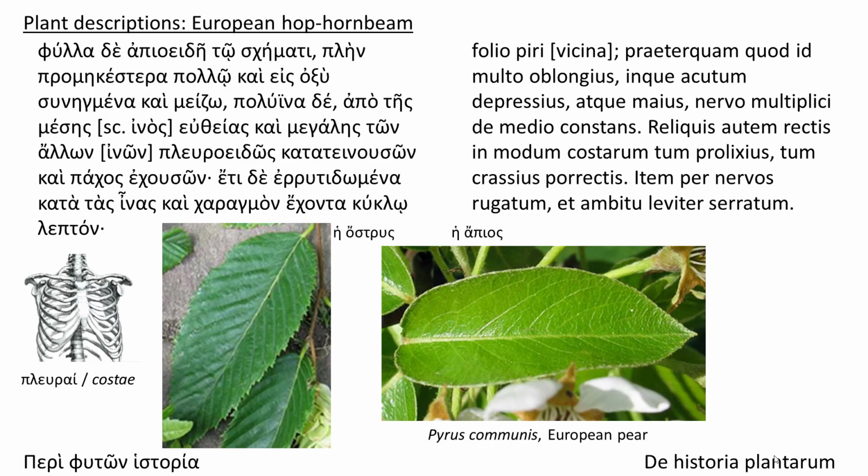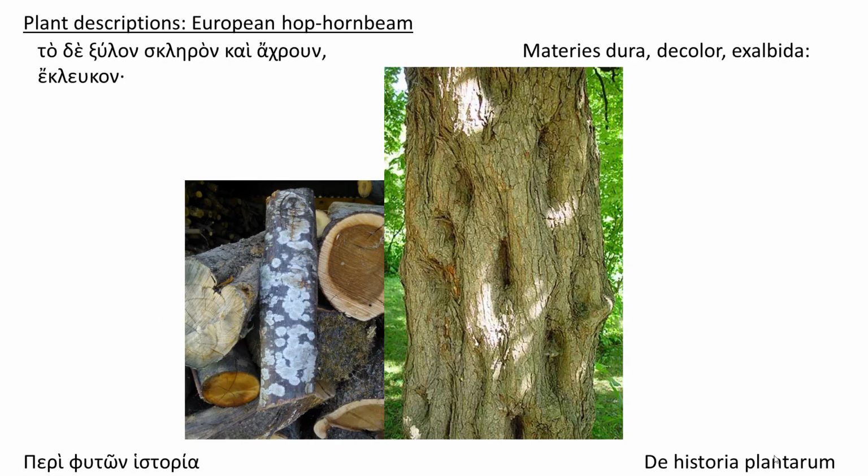In the previous presentation, we mentioned leaf venation as one of the characters distinguishing monocots and dicots, or eudicots. Based on Theophrastus's description of its leaves, do you think the hop hornbeam is a monocot or a eudicot? To de xylon skleron kai achroun kai leukon. The wood is hard, colorless, and white. Materies dura, decolor, ex albida.